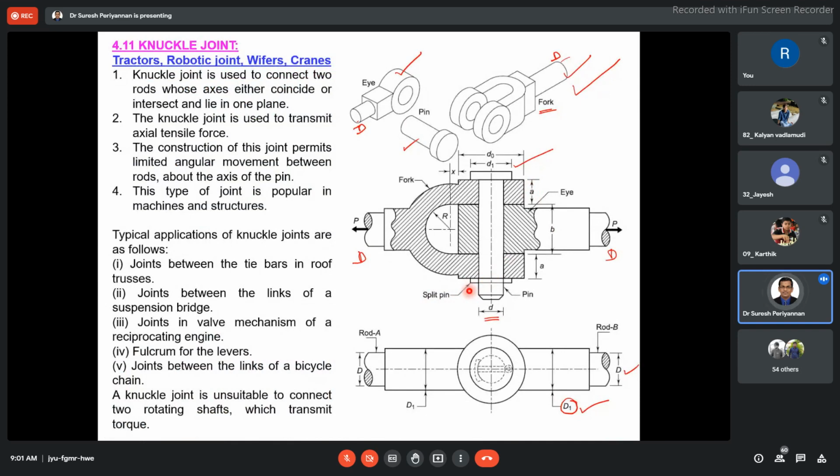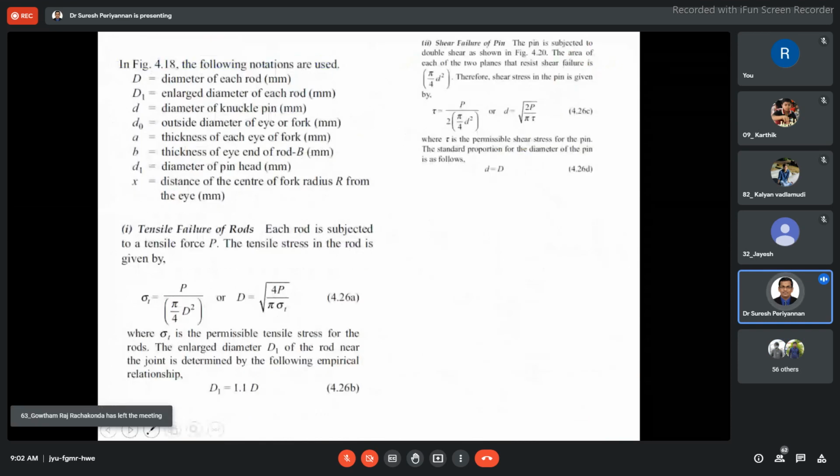What are the assumptions we consider in this knuckle joint? The rods are subjected to axial tensile or compressive force. The effect of stress concentration due to holes, here the holes are there, right? This is the holes. The effect of stress concentration due to holes is assumed to be neglected. And the force is distributed uniformly. That is the second condition: the force on most of the components is distributed uniformly. These are the assumptions we are considering for designing the knuckle joint. Okay. Now come to this. We already discussed this D1, D1, D naught.